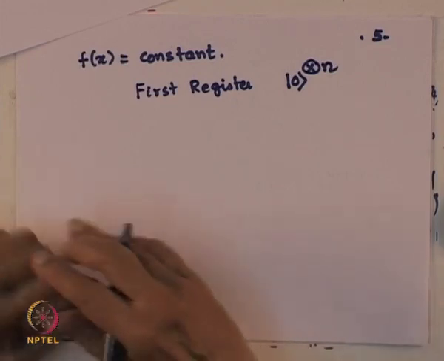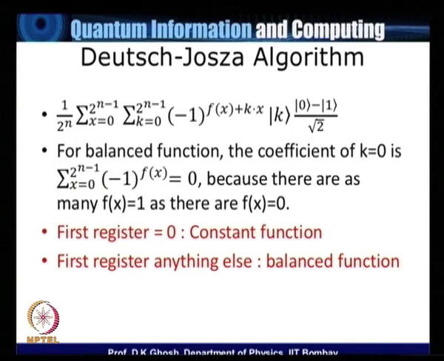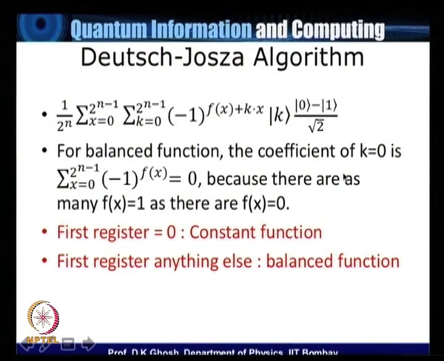Now let us look at the same structure again for the case when the function is balanced, but this time I cannot have that simplification because there are too many terms there, but I do something else. Let me find out what the coefficient is for k equal to 0. If you refer to the slide again, you notice that if I take k equal to 0, then this k dot x of course goes away, and I am left with only (-1) to the power f(x), and there is a sum over x equal to 0 of (-1) to the power f(x).